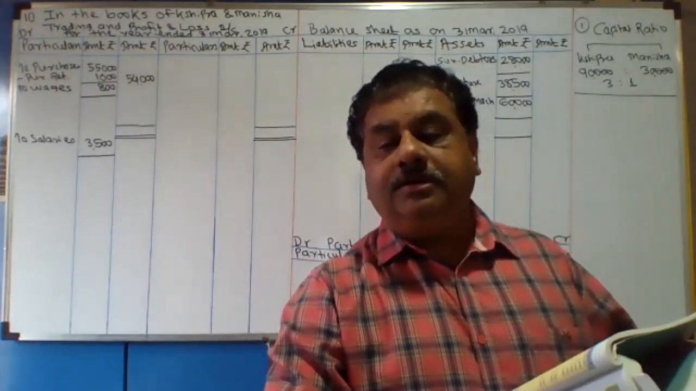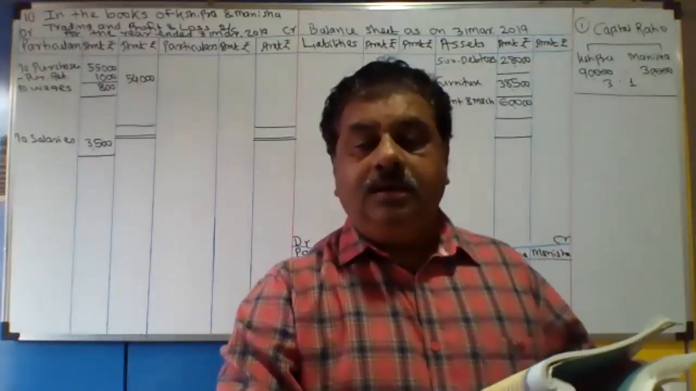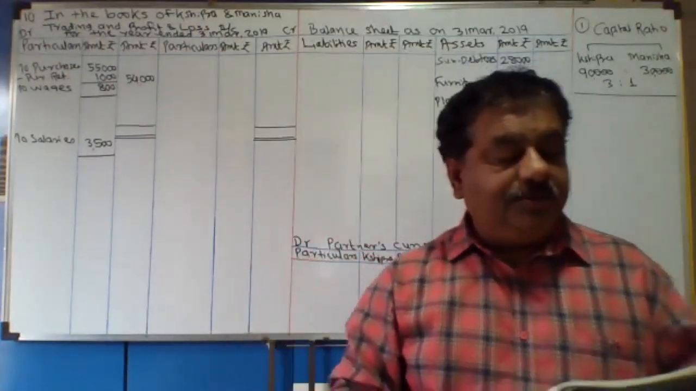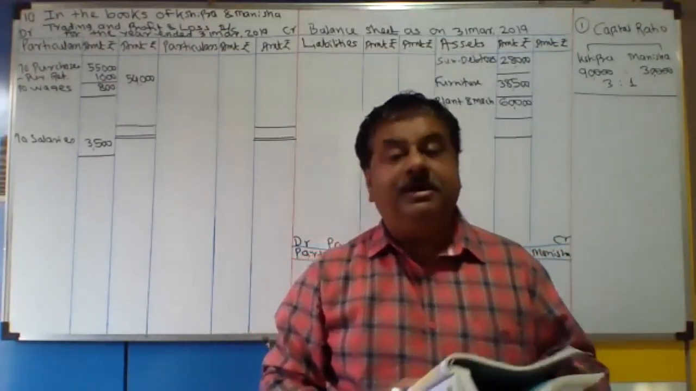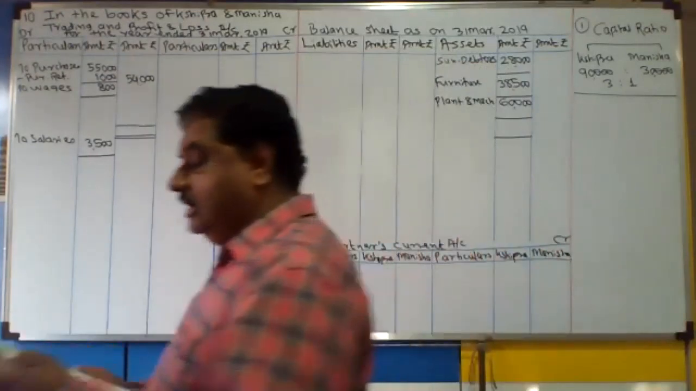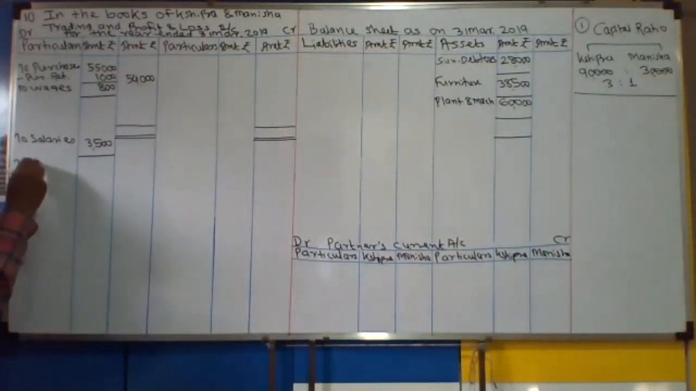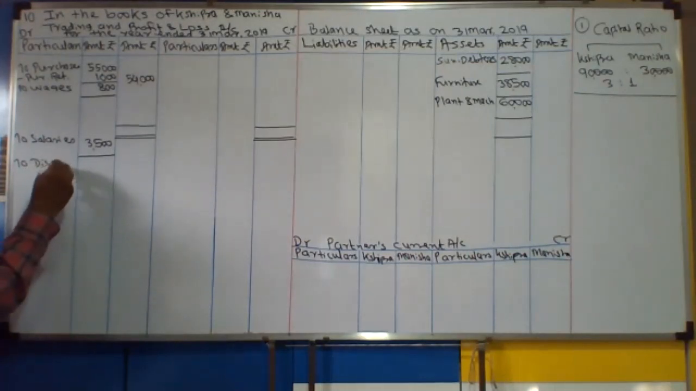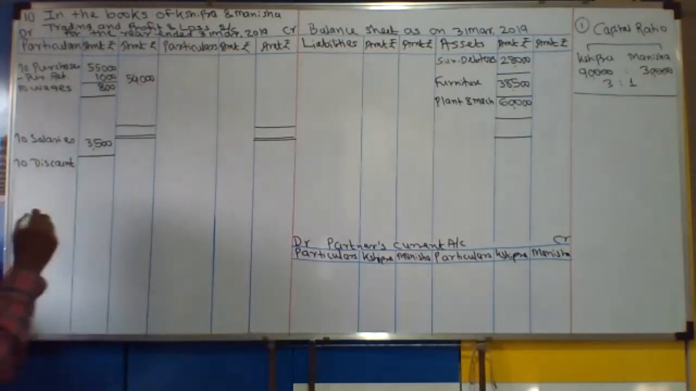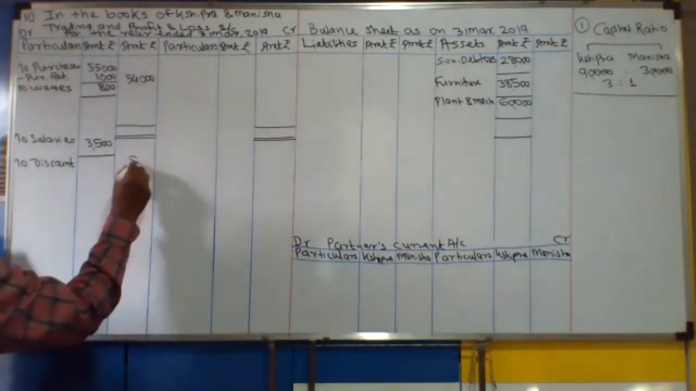Okay, thereafter the next point given to you is discount having the debit balance. Discount having the debit balance will appear on the profit and loss account debit side as a true discount. And the discount is 800.